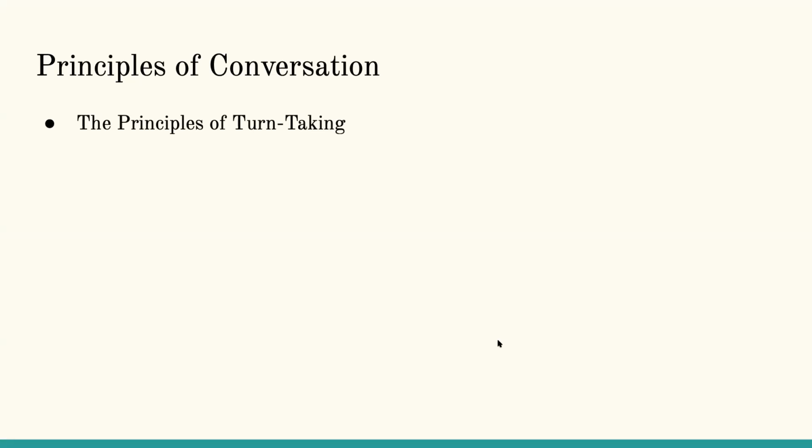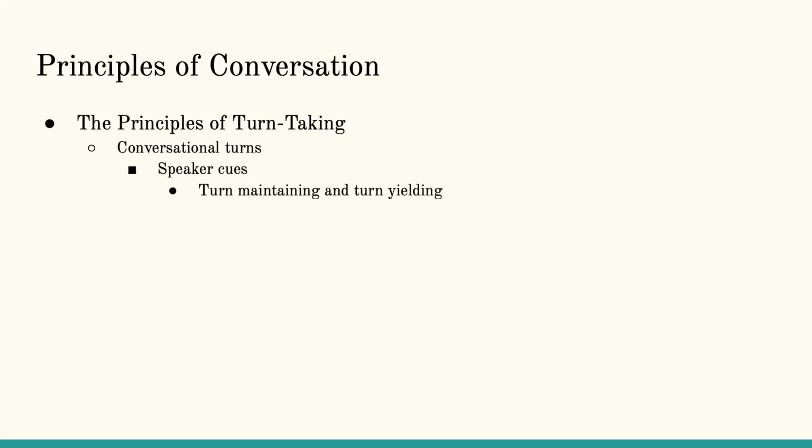Now, believe it or not, we signal to others when we want to relinquish our talking turn or when we want to keep our talking turn. These are what are called the conversational turns, and there are cues that both the speaker gives and that the receiver gives. Speaker cues are the cues that are given out by the person who's talking. So it's either turn maintaining or turn yielding. For example, if I want to keep on talking, I would avoid making eye contact with the other person, right?